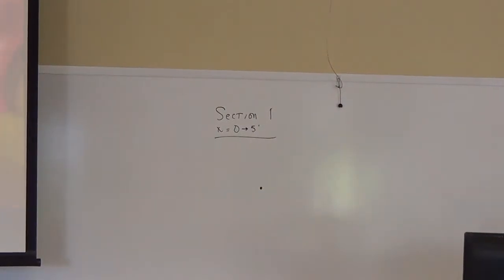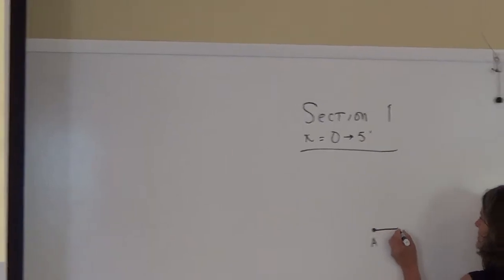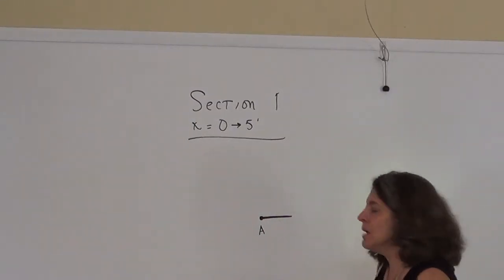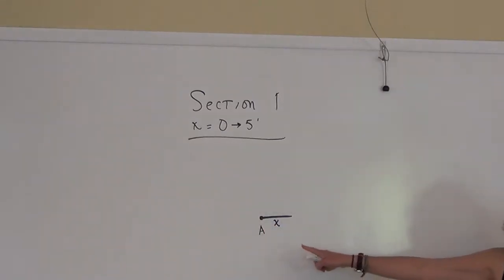And here's B. So here's point A. And I'm going to draw the beam. But I'm drawing it within the first section, so I don't know where I'm cutting it. But I'm going to cut it, and I'm going to cut it at a distance x. Could everybody see this?